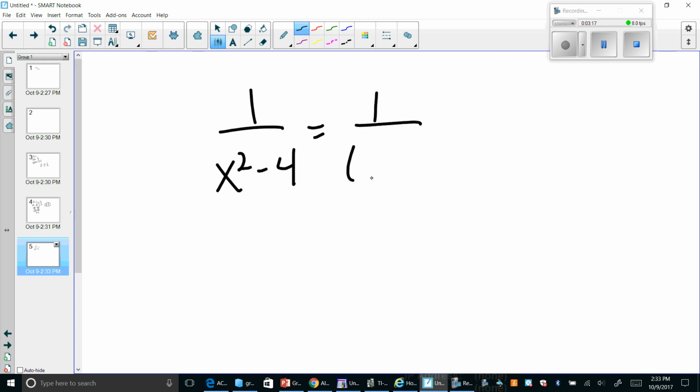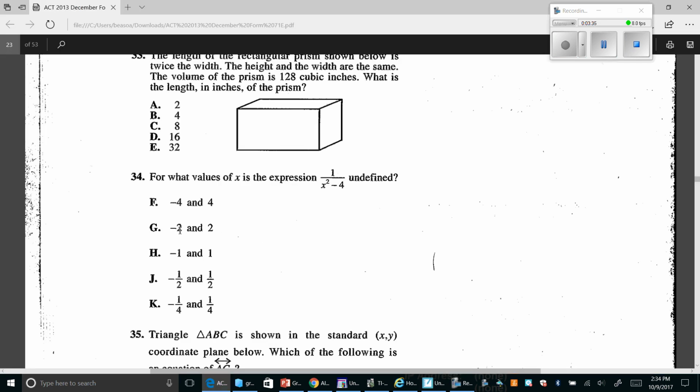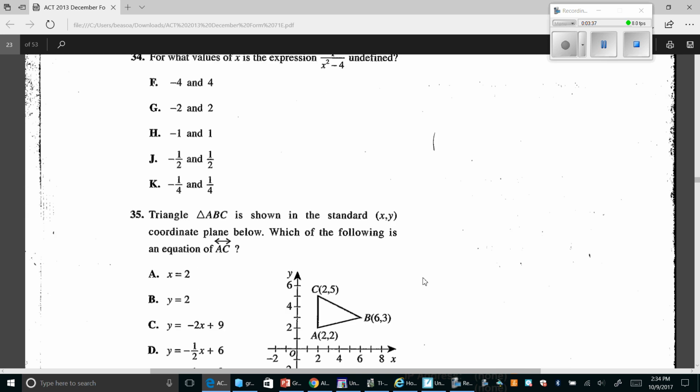And if I factored this, it'd be x plus 2, x minus 2. All right, so if I'm looking at this, the values that would make it undefined are if x were negative 2 or positive 2. So those are the times when the expression would be undefined. So my answer for 34 would be G.